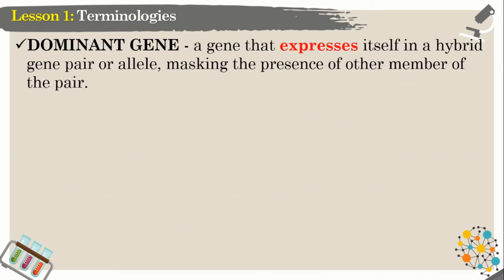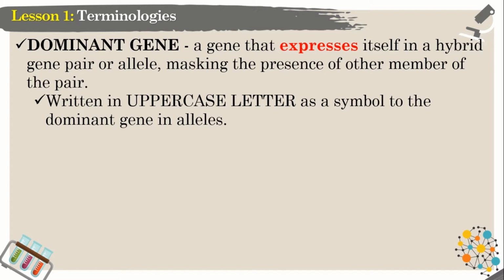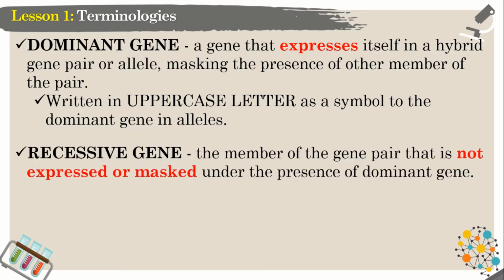Next, we have two types of genes. One is dominant and the other one is recessive. A dominant gene is always expressed in a cross. Your dominant gene is written in a capital letter or uppercase letter to symbolize it as a dominant gene. While your recessive gene is also known as the weaker gene compared to your dominant. This recessive gene is not expressed in a cross if there is a presence of a dominant gene.